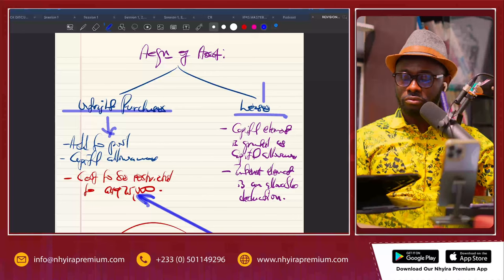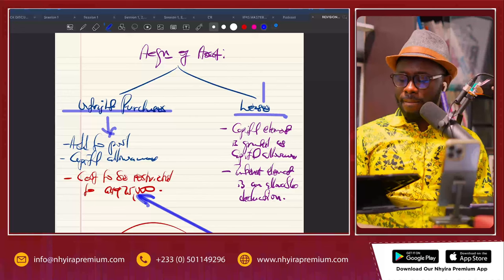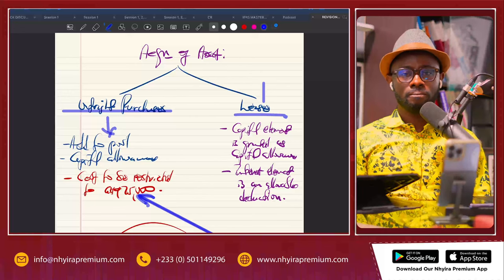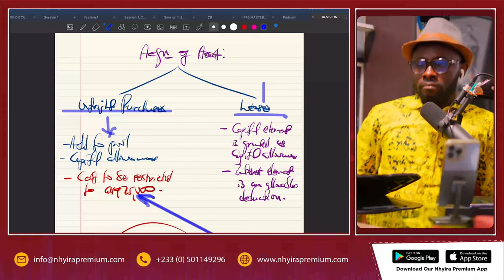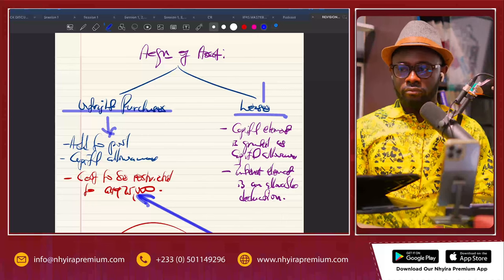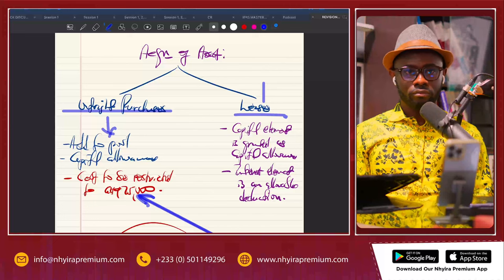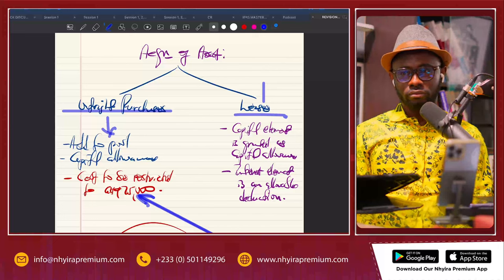Yes, Victor. Nhyira, please. I would want to know if the vehicle is for both personal use of the CEO as well as for official use. How much should be used so far as the 75,000 is concerned?